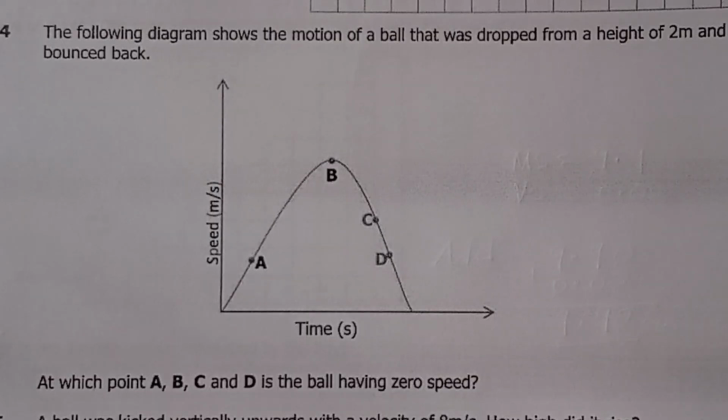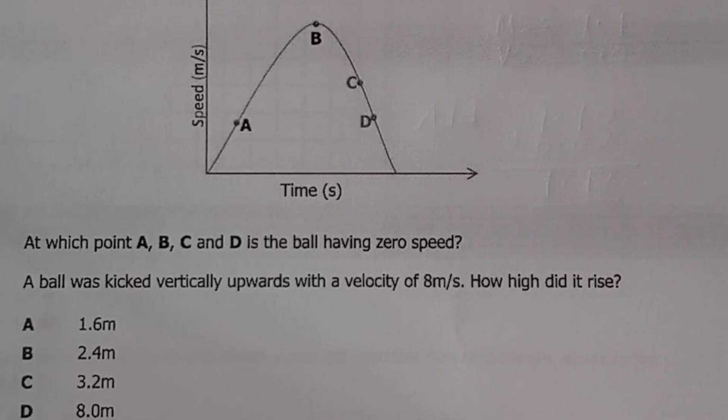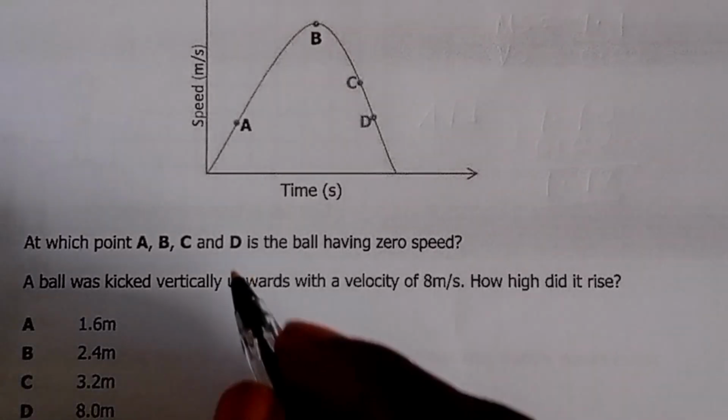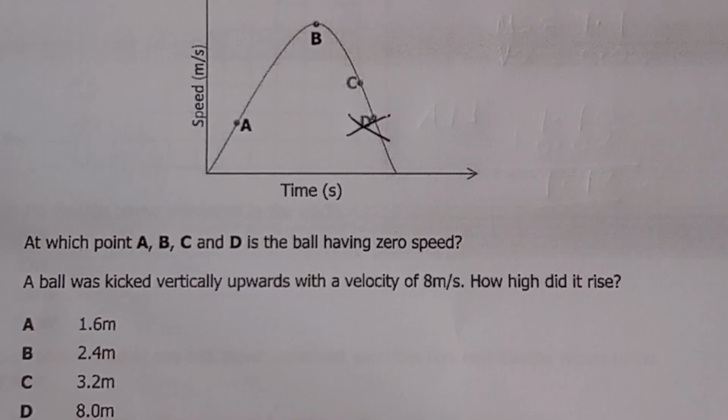Number 4, the following diagram shows the motion of a ball that was dropped from a height of 2 meters and bounced back. At which point A, B, C, and D is the ball having 0 speed? The answer is D. At D, that is where the ball is having zero speed.